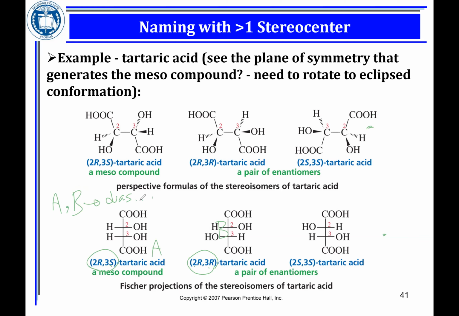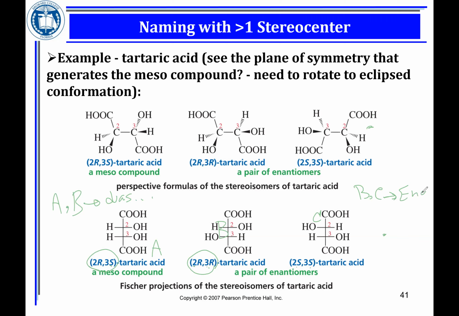What is the relationship between compound B and compound C? B and C. Enantiomers. They are enantiomers because we have 2R, 3R here, and here we have 2S, 3S. Very good.